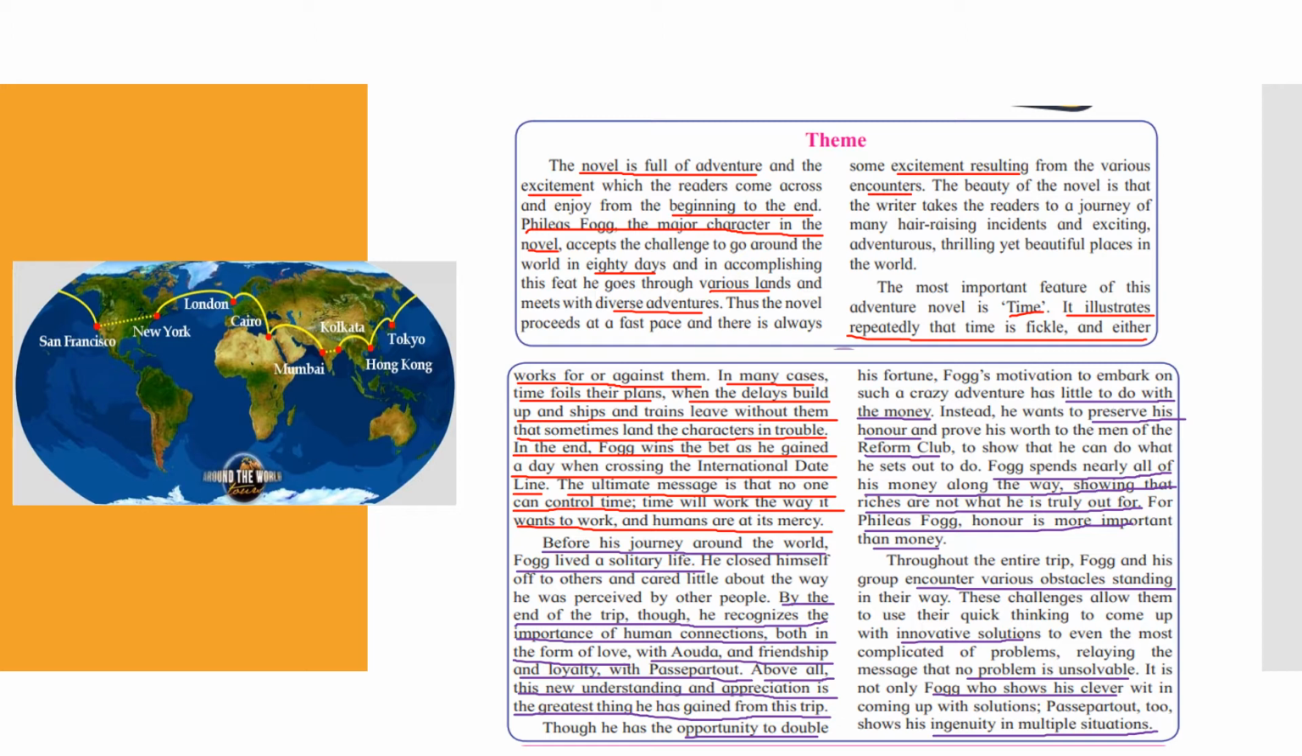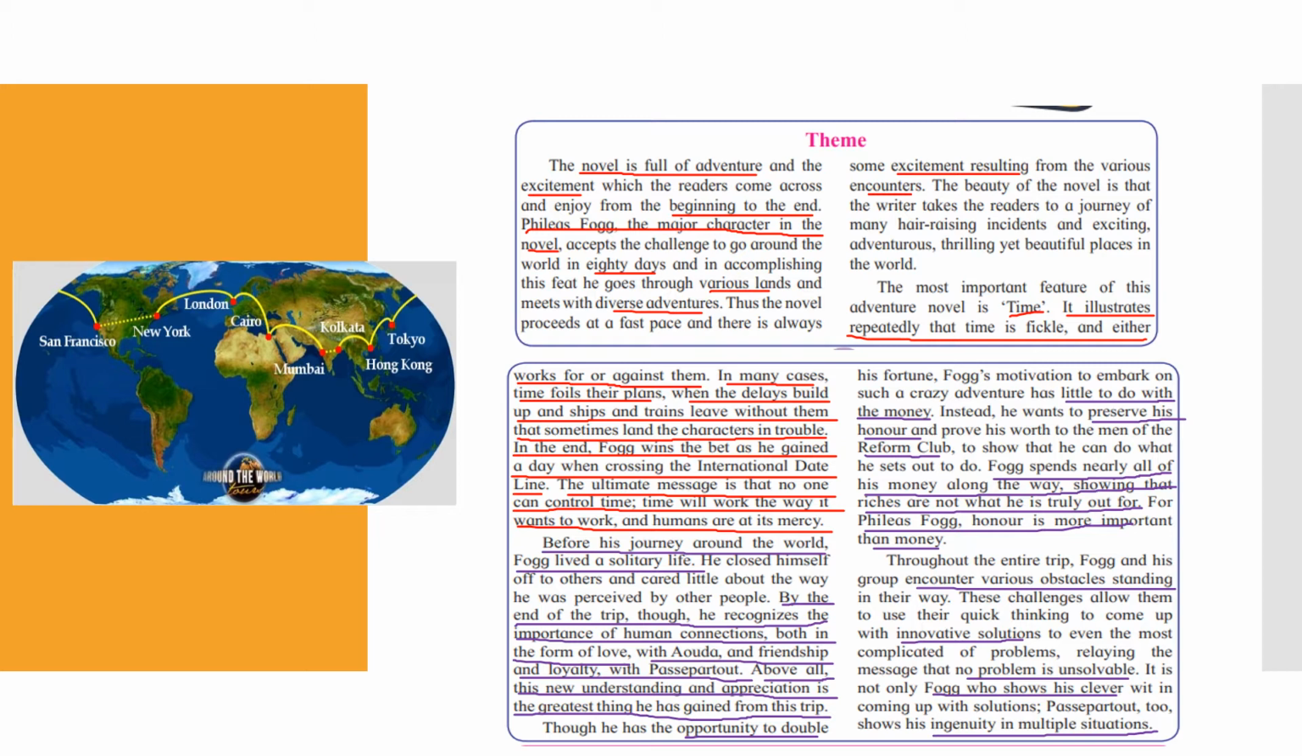When the delays build up and the ship and train leave without them, that sometimes lands the characters in trouble. In the end, Fogg wins the bet as he gained a day when crossing the international date line. The ultimate message is that no one can control time. Time will work the way it wants to work and humans are at its mercy. So this important feature of time is actually very important, students, and it is one of your answers. So therefore, please underline this entire important feature of the adventure, which is time, and how time is important is mentioned in this extract.